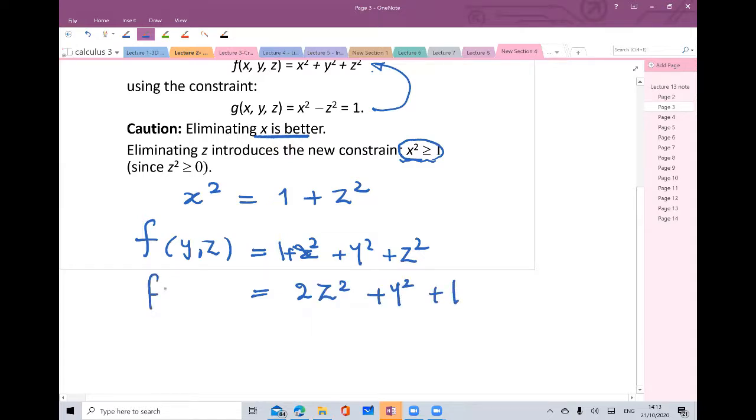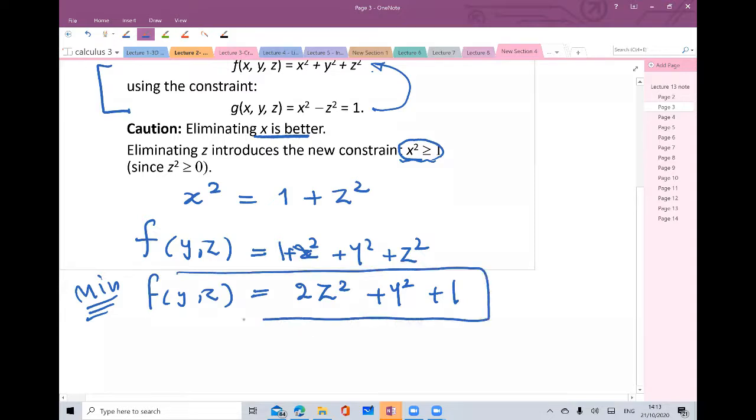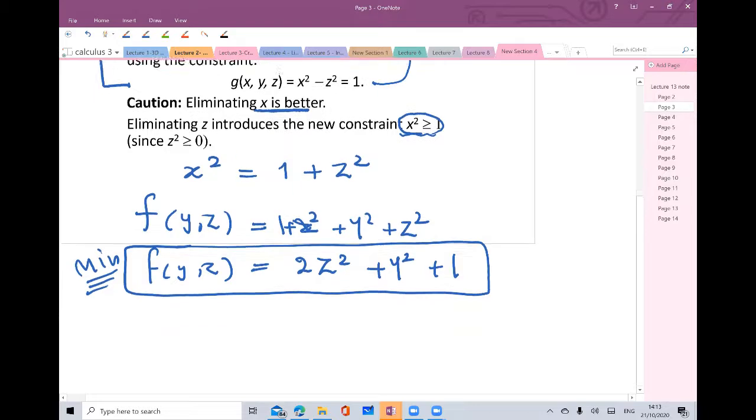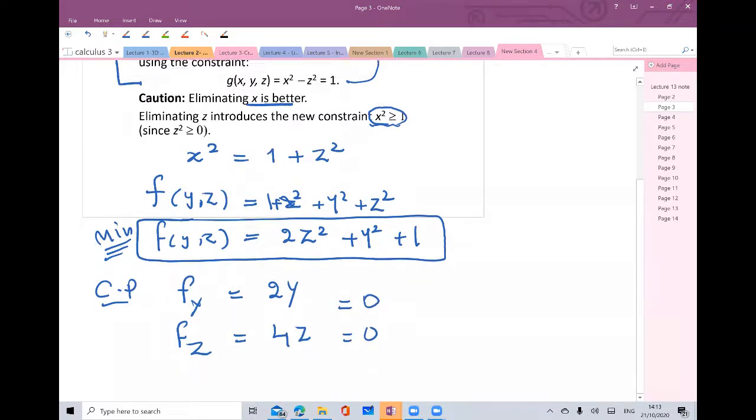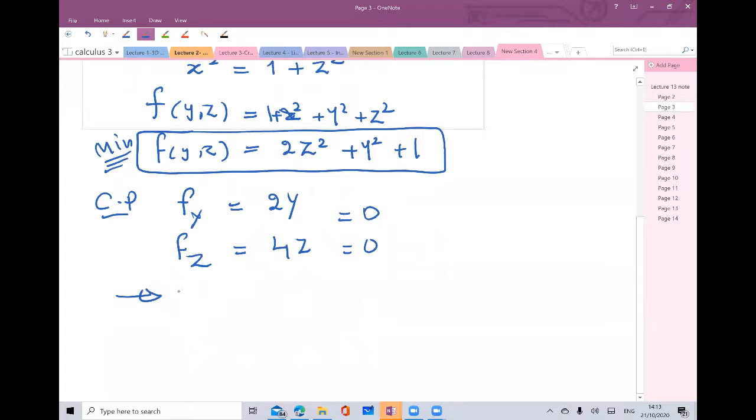Now I have this function and I want to minimize it. So I reduced the problem from two equations, f and g, to the problem of finding the extreme values of this function. I'm going to get my critical points. Partial f partial y is 2y, partial f partial z is 4z, each equated to 0, and from these two equations I can get my critical point for y and z, which will be 0, 0.